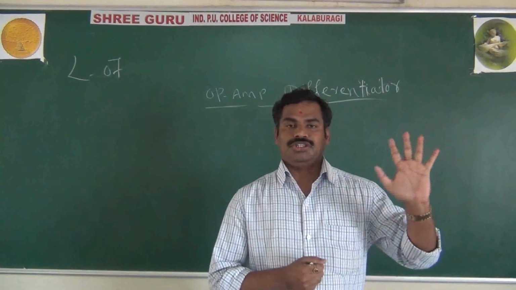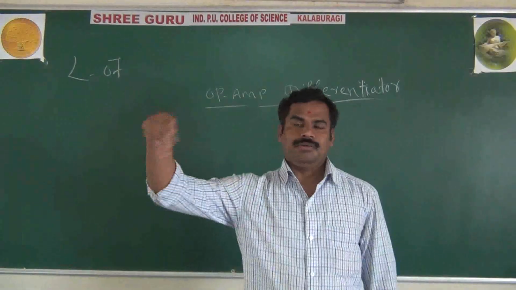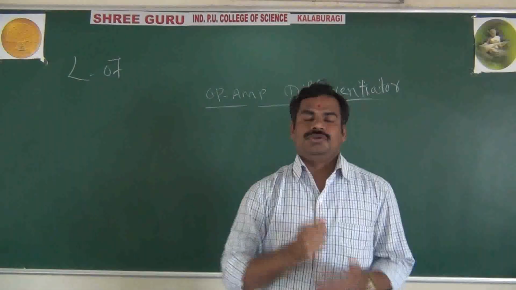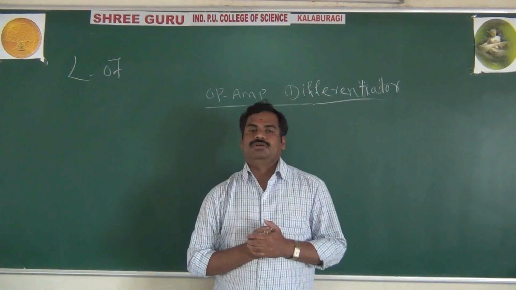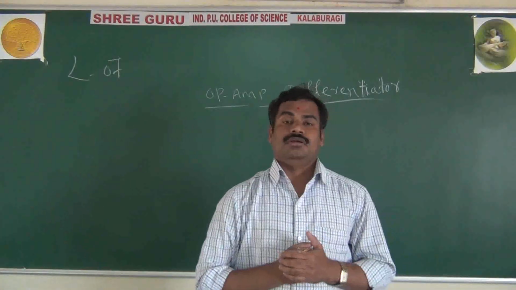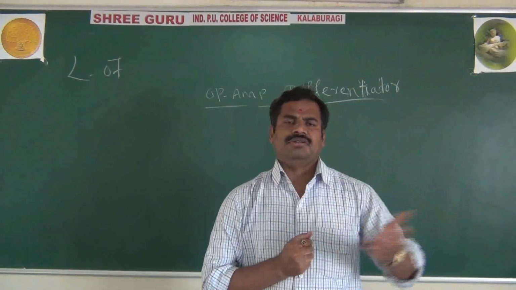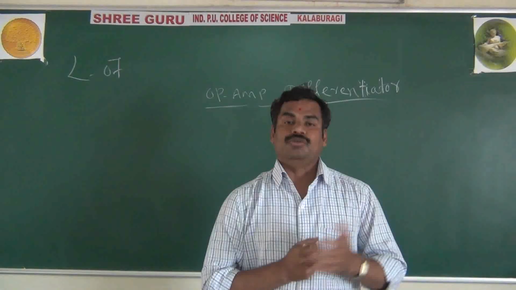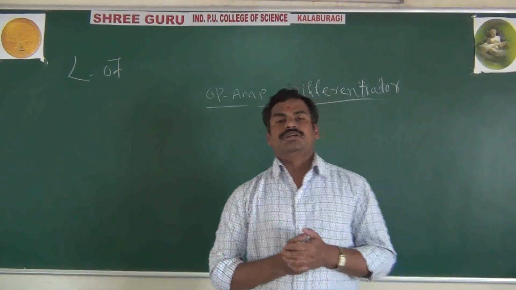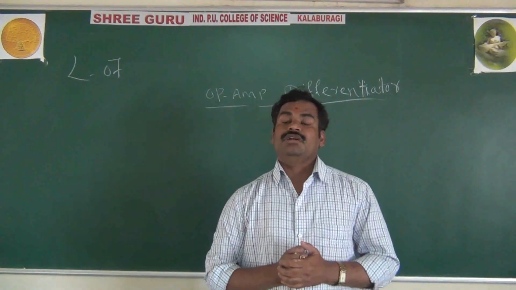Already we have completed four derivations. It may be the inverting amplifier, the non-inverting amplifier, or your adder and subtractor, which we have completed. Today we go for two important derivations. How actually your op-amp is used as a differentiator. Basically I said it theoretically, but we want proof, so let us go for the mathematical proof of how your op-amp is used as a differentiator.